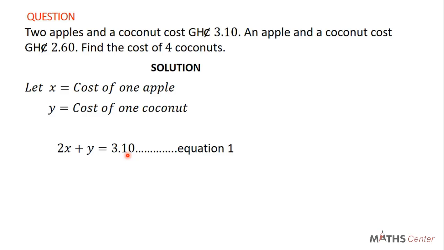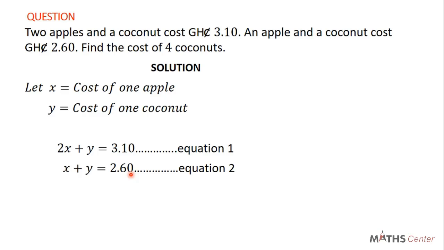3.10. An apple and a coconut cost 2 Ghana cedis 60 pesos. One apple is X, one coconut is Y. So X plus Y will give 2 Ghana cedis 60 pesos, so 2.60. I hope that is clear.